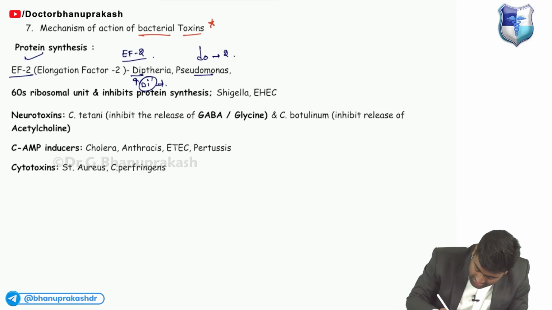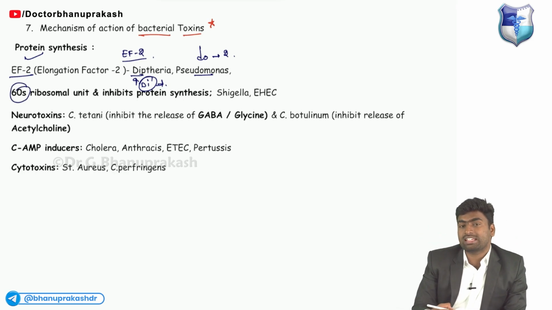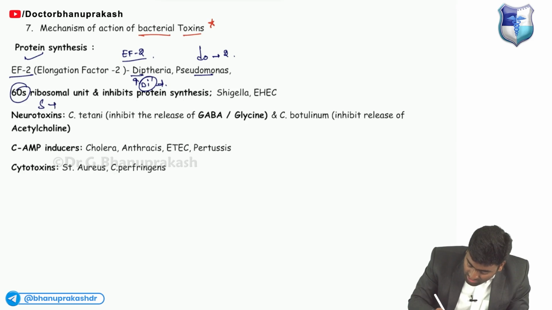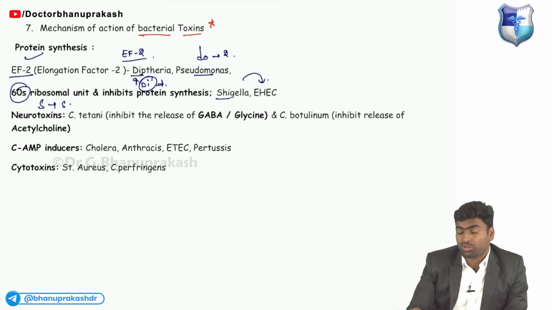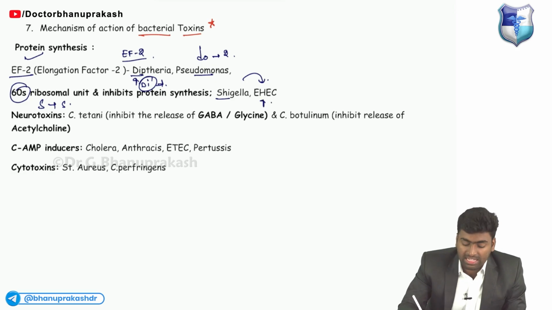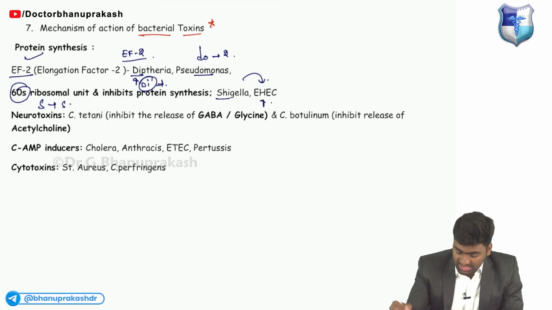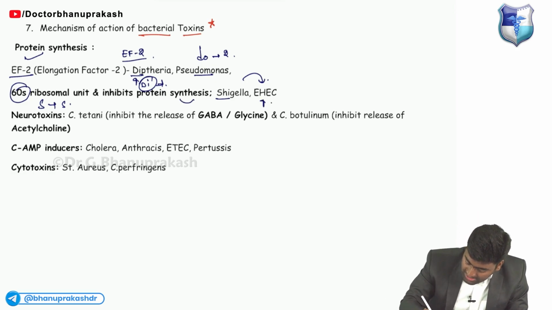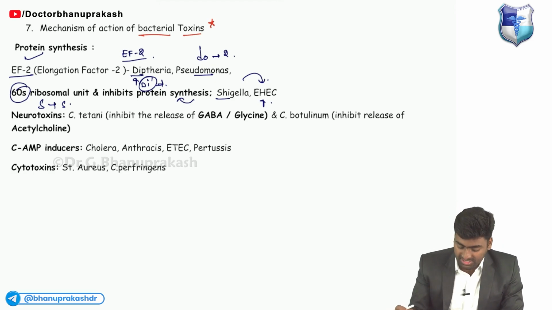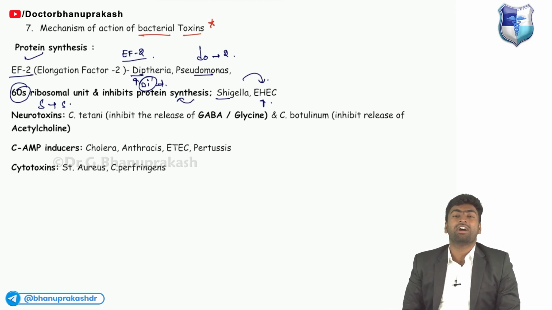Then after that comes 60S. Remember this 60S ribosome. S for S, that will be seen in a case of Shigella. And like Shigella, the next one is EHEC. EHEC also will be having this type of protein synthesis inhibition. So Shigella and EHEC will be having inhibition by 60S ribosomal protein inhibition.